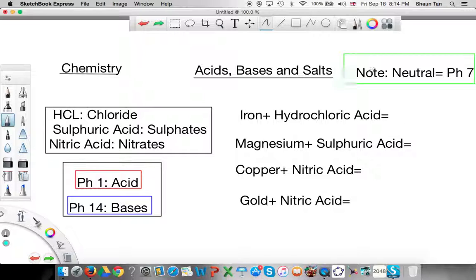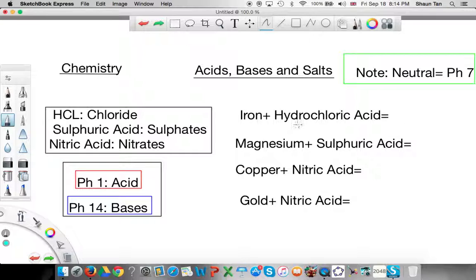Now, here are the different pH values. pH 1 are strong acids, pH 14 are strong bases. In between, you get things like vinegar. Hydrochloric acid, sulfuric acid, and nitric acid are at pH 1, but it depends how concentrated the solution is. We measure the concentration of a solution by mole, which I'll do in another video. So let's get into the first question.